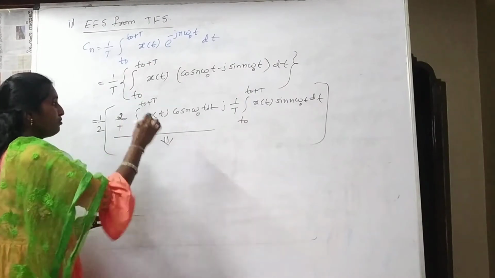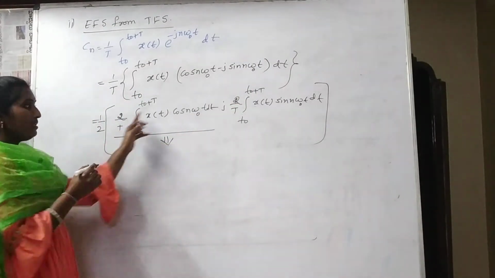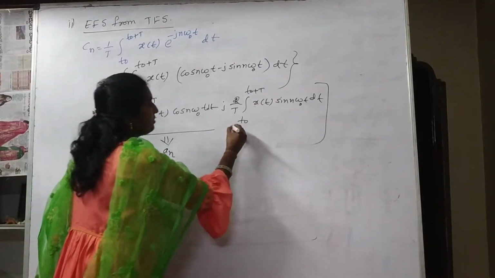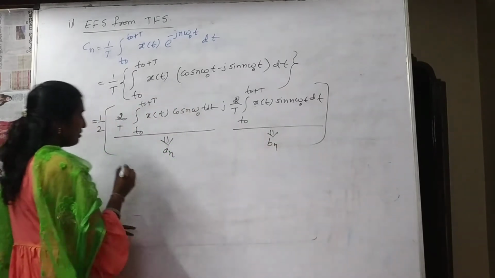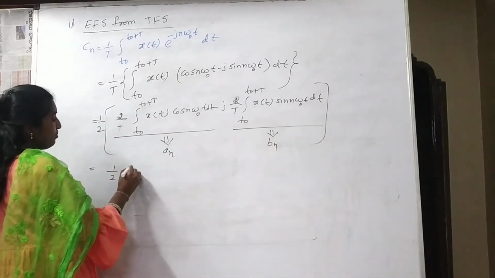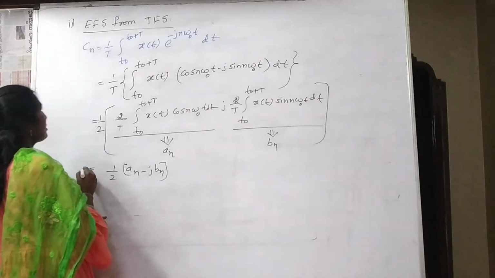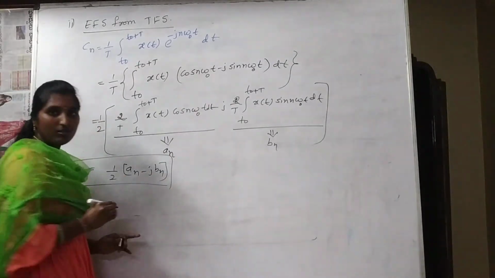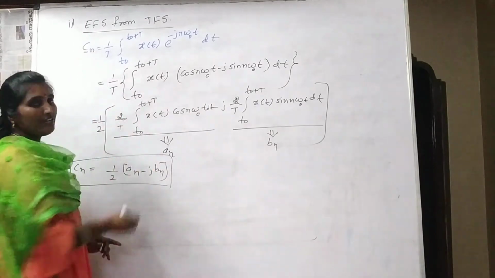The numerator 2, and here also we have to arrange 1 by 2. Then this is the formula of an, and similarly this is the formula for bn. Then that is 1 by 2 (an minus j bn), which is the final expression for cn in terms of trigonometric Fourier coefficients. Similarly, write for c minus n.